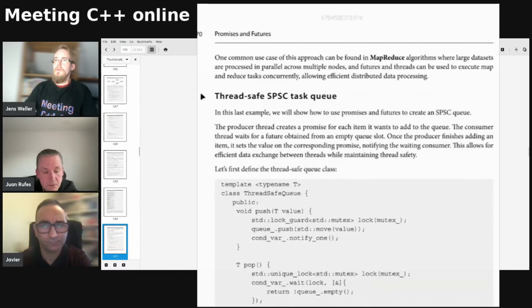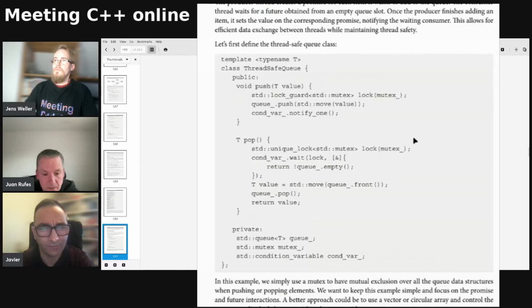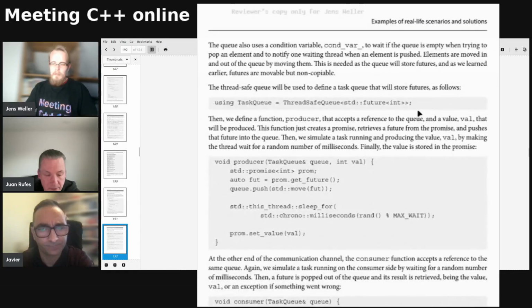Yeah, here we are at the thread-safe task queue. Yes, that's quite similar to the one before, but using promises and futures to communicate between the threads. True.